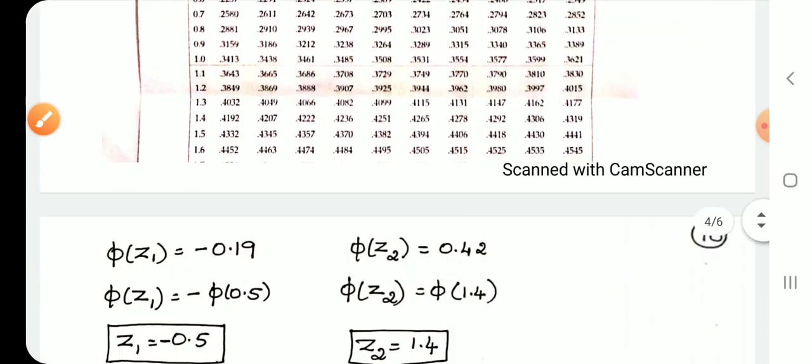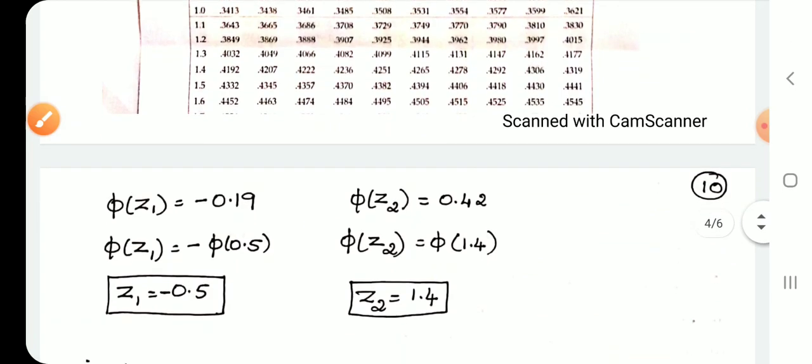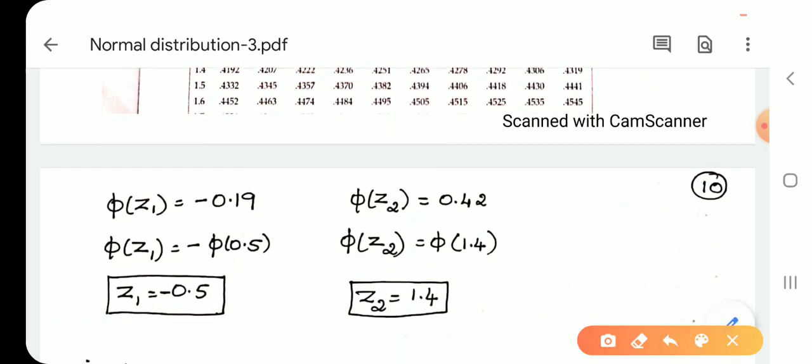So the value of phi of Z1 is minus 0.19. So minus I have written outside. We get the value at 0.5. So the value of Z1 is minus 0.5.